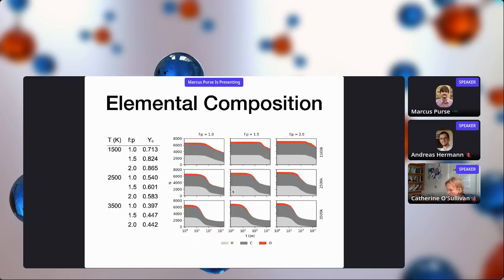Here are elemental compositions, again demonstrating how at lower temperatures some oxygen is never completely removed from the structure during the first 200 picoseconds. As you go to 2,500 Kelvin, all of the oxygen is removed, but the hydrogen remains, and only at 3,500 Kelvin is all of the hydrogen removed. We've also got char yields graphed down the side here, and you see that higher temperatures give lower char yields, and a phenol-formaldehyde ratio of 1 gives a lower char yield than more highly cross-linked structures.